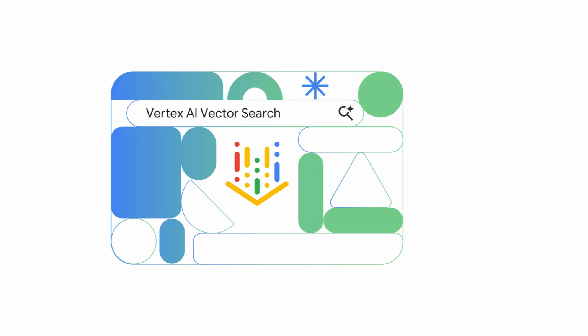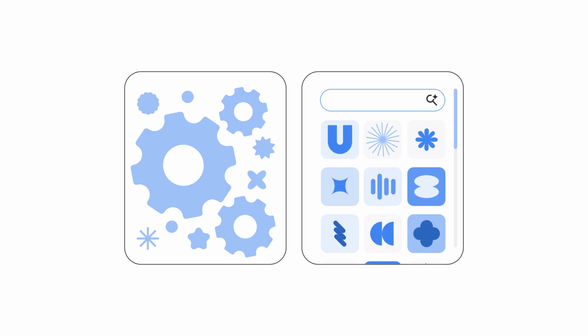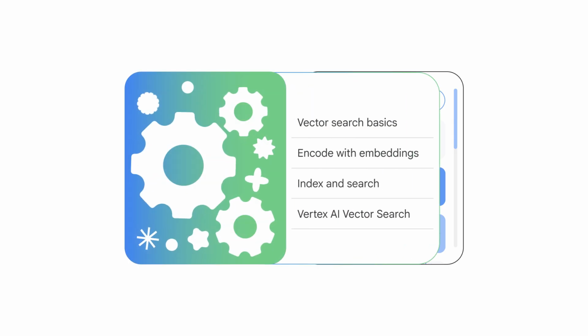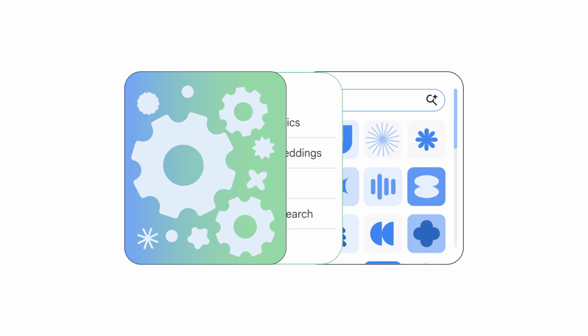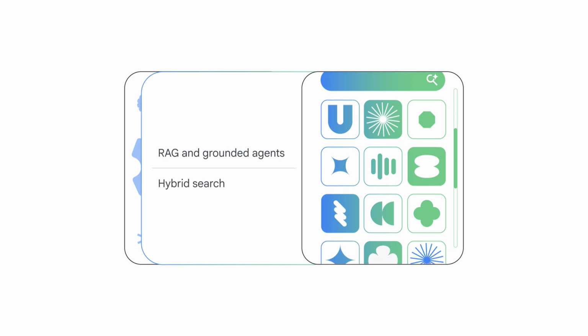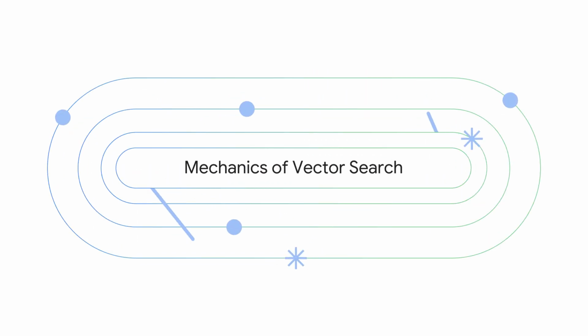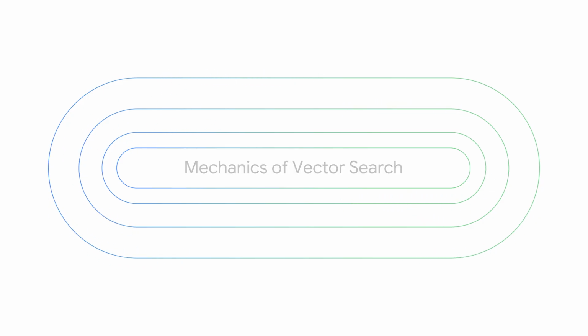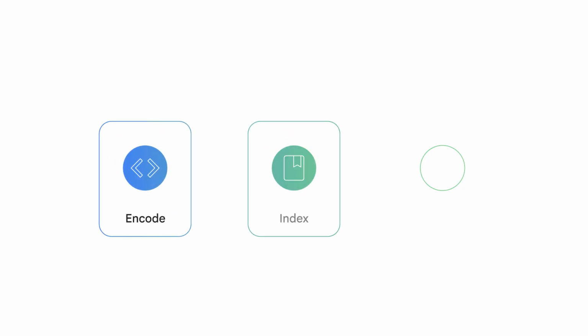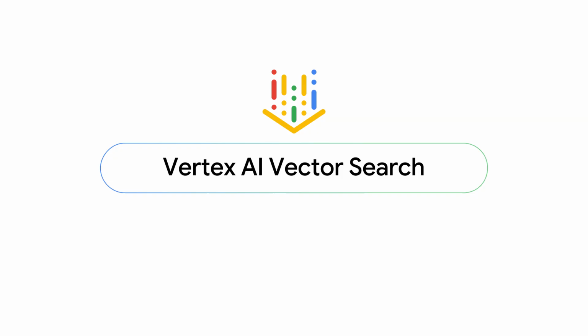from Google. This course is structured into two main parts: the underlying technologies and their practical applications. Initially, you explore the mechanics of vector search. This comprehensive technology can be broken down into three key stages: encode, index, and search. Following this, you use Vertex AI Vector Search to develop your own semantic search engine.